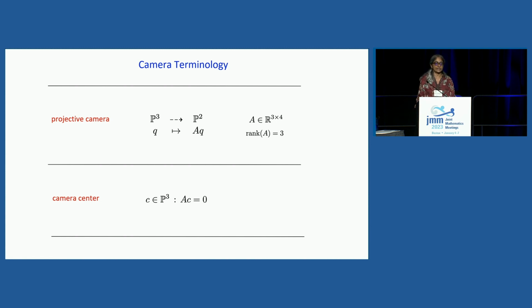The center of the camera is the unique projective element in the null space of the matrix. So this is a 3x4 matrix, so it has a one-dimensional kernel in Euclidean space, but a single point as a projective point. That point is the center, and at that point, the image is not defined, which is why it's a rational map from P3 to P2. But otherwise, this is what it is.